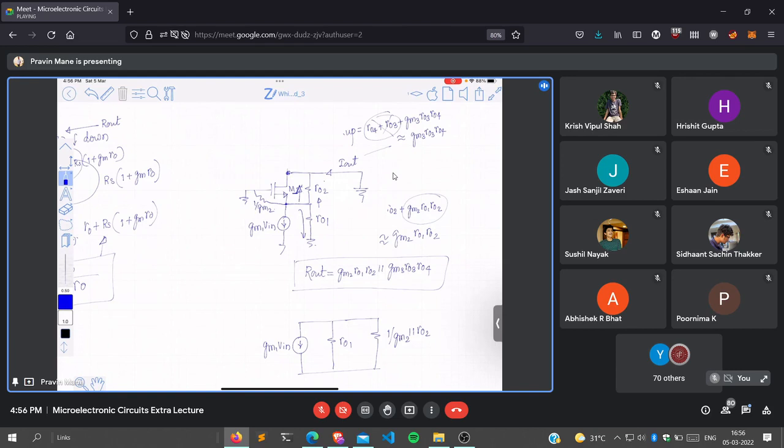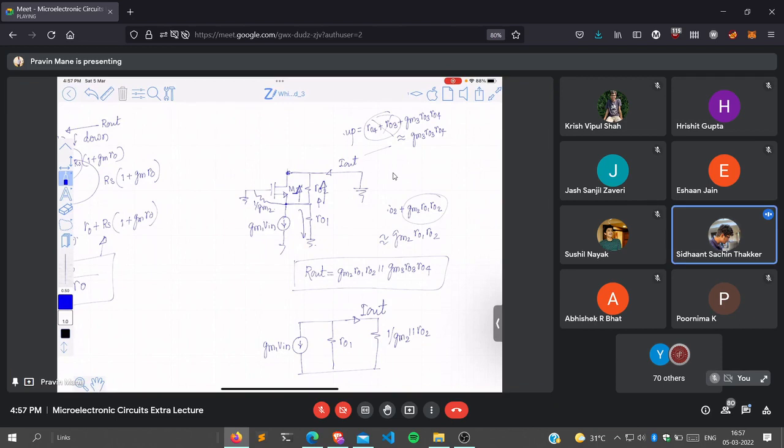And the current flowing through RO2 is this current. Addition of these two should be equal to Iout. If my sign is wrong, I will get a negative sign. That doesn't matter. Understood what I said? Addition of these two currents is Iout. So the current that flows through this is Iout. Right? Do you agree? Yes, sir.